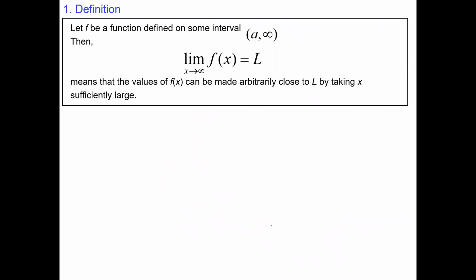First of all, let's define properly. Let f be a function defined on some interval from a to infinity. This means we do have infinity as an end of the domain. Then we may say that the limit as x is approaching infinity of the function f of x is equal to L. And this means that the function can be made arbitrarily close to L by taking x sufficiently large.